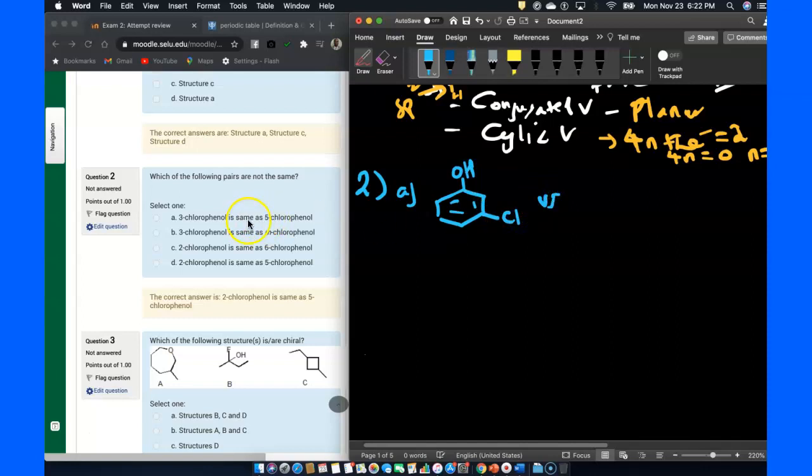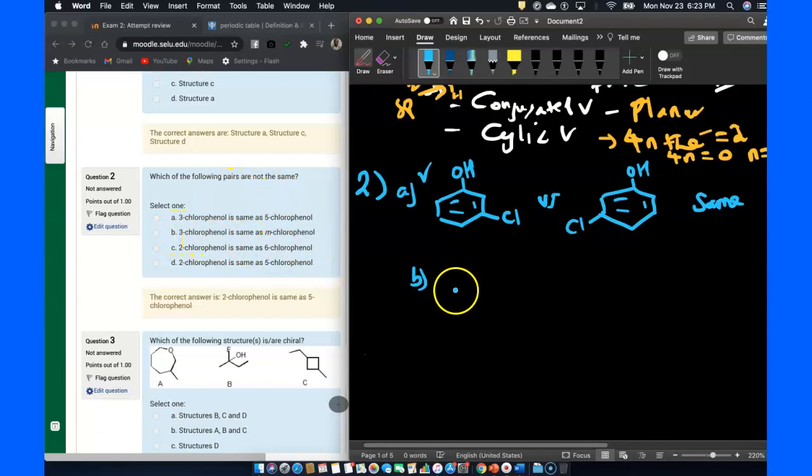That versus 5-chlorophenol. So I assume this is position 1, 2, 3, 4, 5. These two guys are the same. They're just flipped over. That's correct. Those two are the same. We are looking for the ones that are not the same.